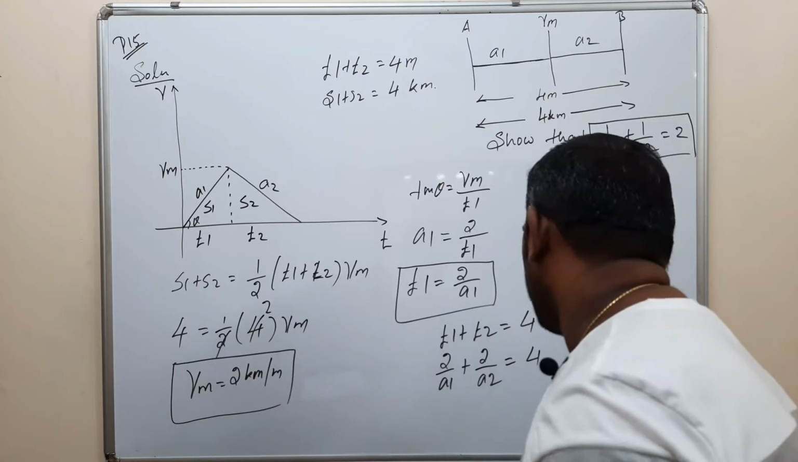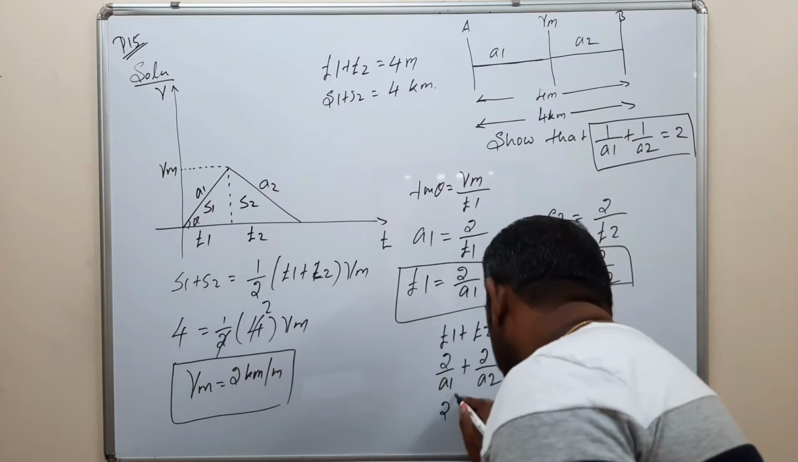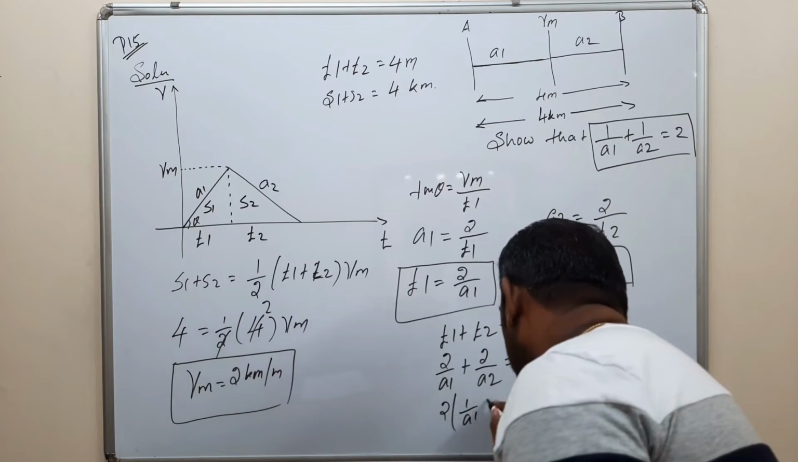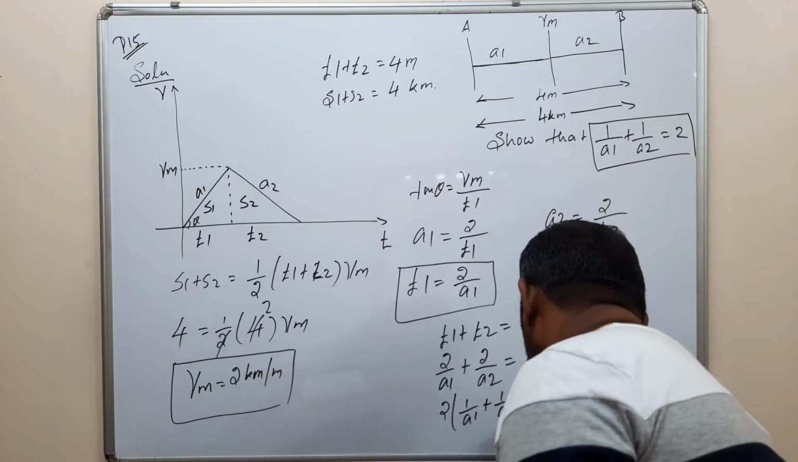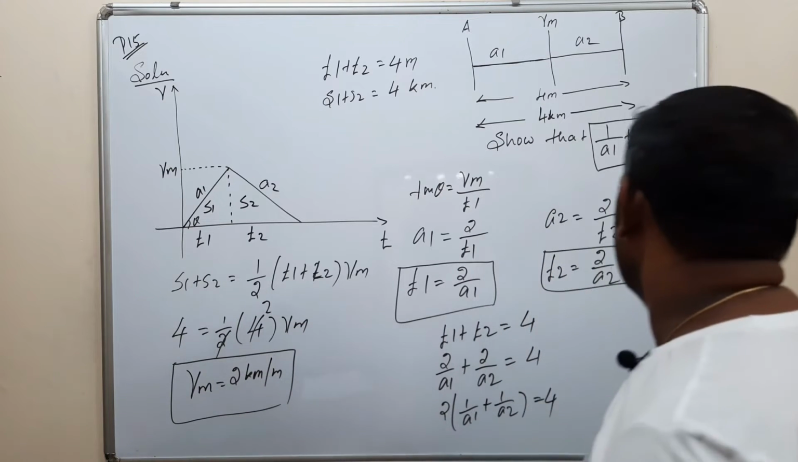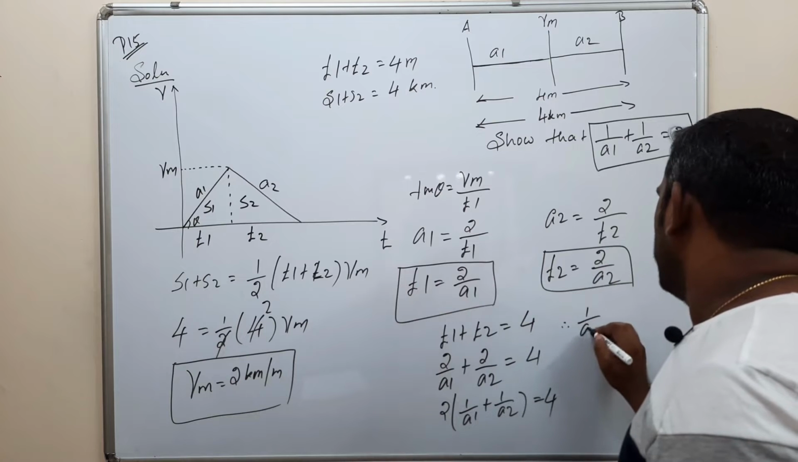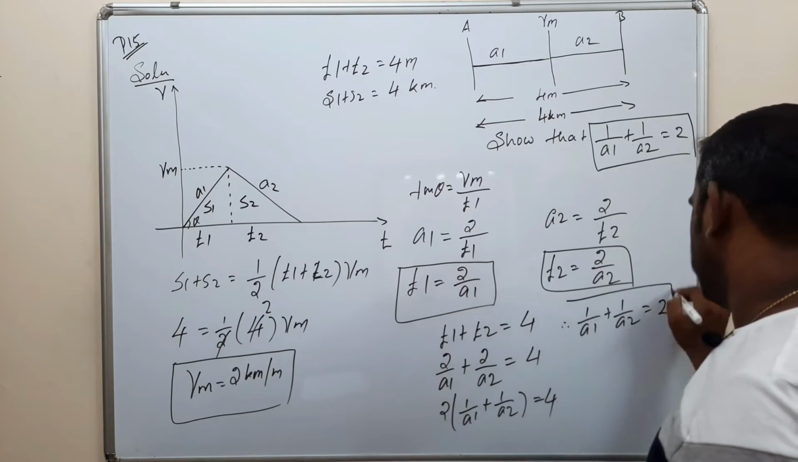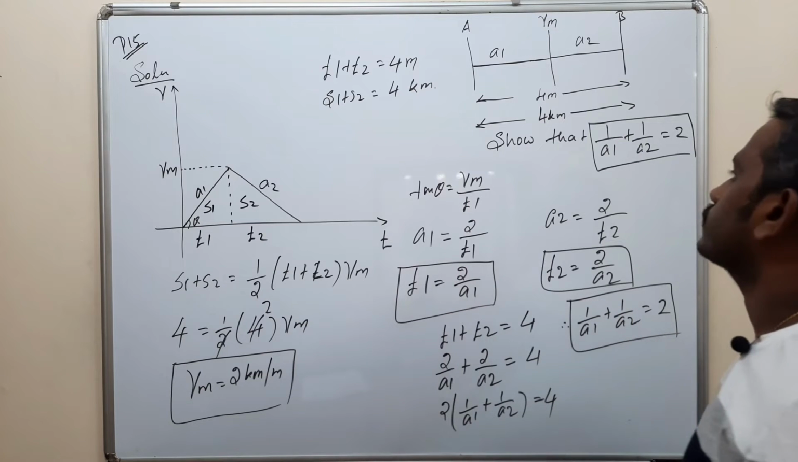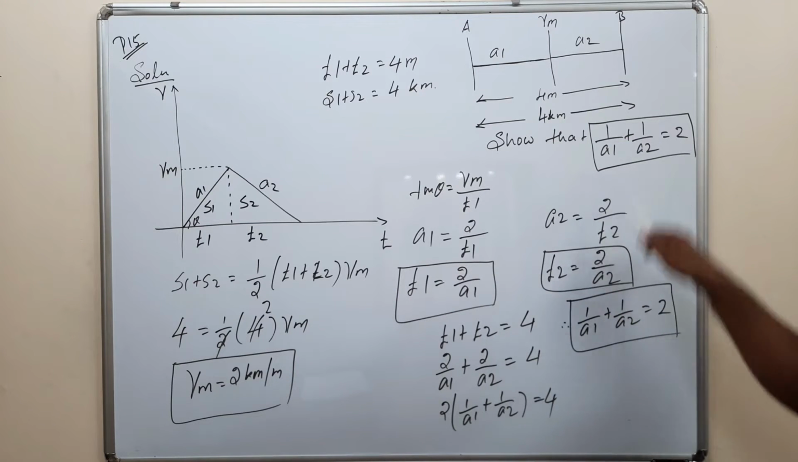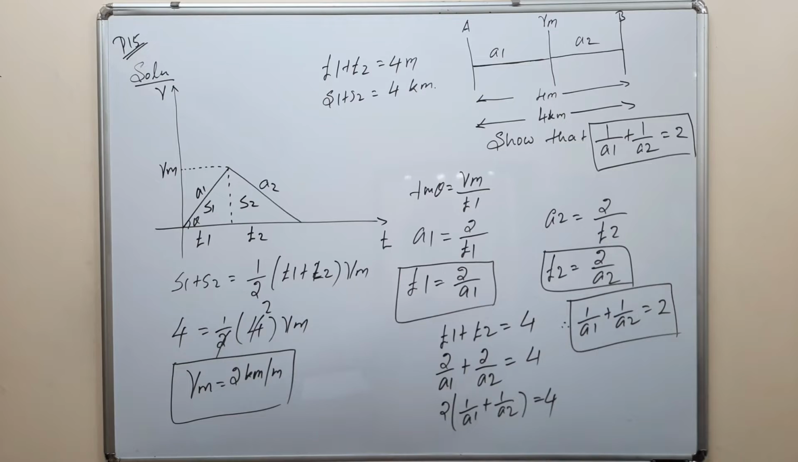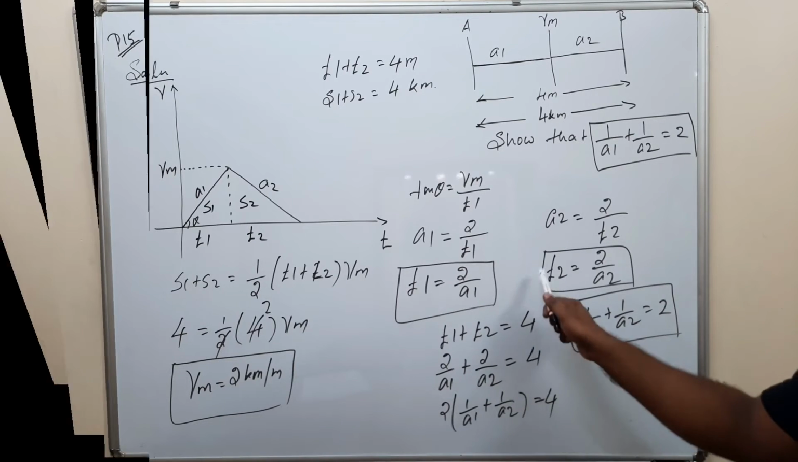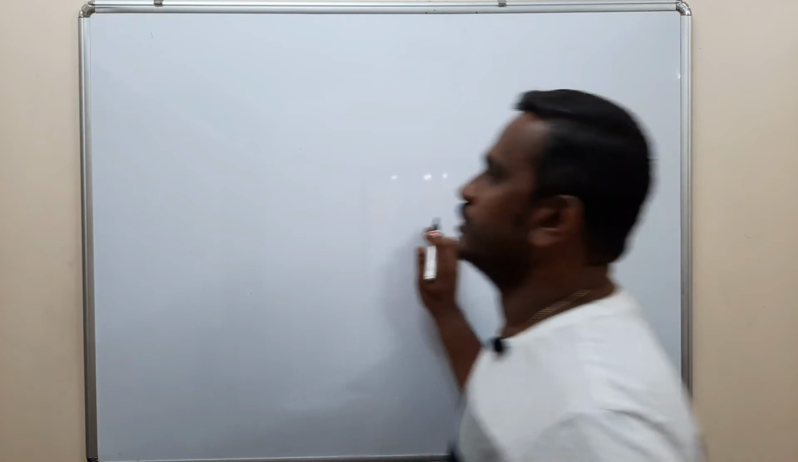Take 2 common outside. So 2 into 1 by a1 plus 1 by a2 is equal to 4. Therefore, 1 by a1 plus 1 by a2 is equal to 2. So that is what we had to prove. Clear? So the next problem, that is the 16th question.